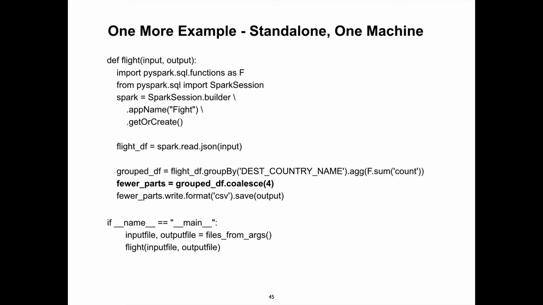So I'm aggregating and getting the sum. And I'm using coalesce. Why? Because otherwise I get over 100 partitions, and I haven't quite figured out why there are 100 partitions. Then I write the output, and there's basically a main which reads the command line, gets the input files, and calls the function.